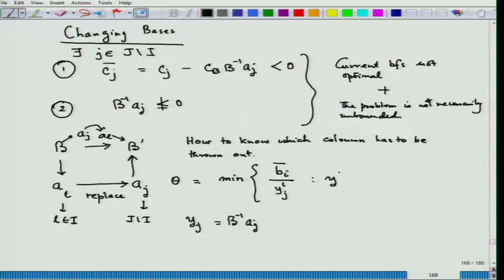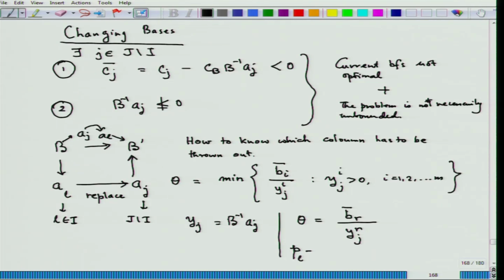So, i goes from 1 to m. You just consider those i's for which this is bigger than 0, then divide by this and take the minimum. Because there is only a finite number of such things, you have one of them to be the minimum. So, theta, let that be equal to this. If PL is equal to R, then it is the AL. So, let PL be equal to R. So, it is the Lth column.